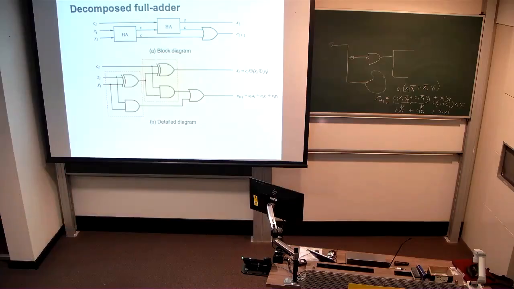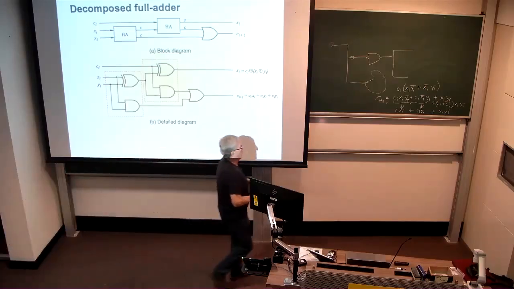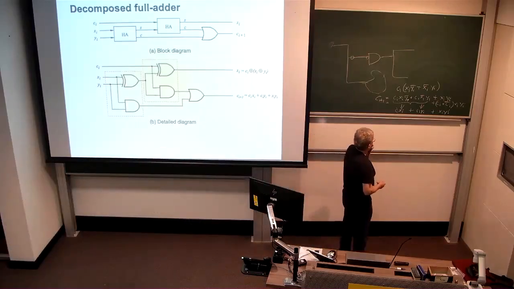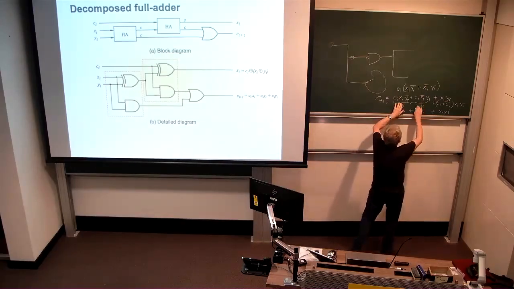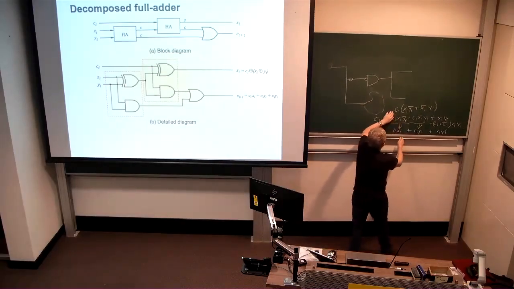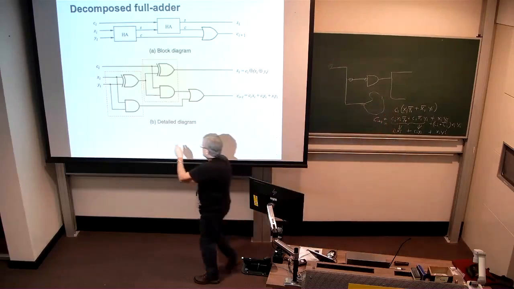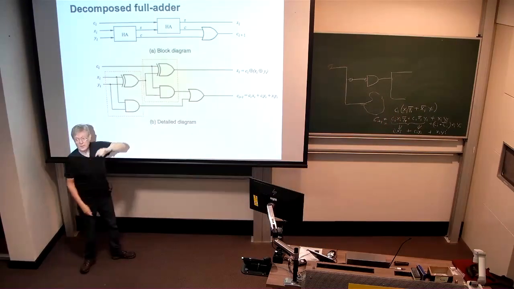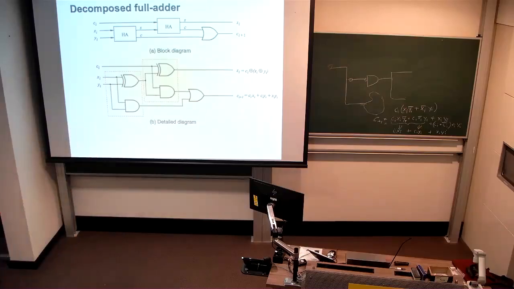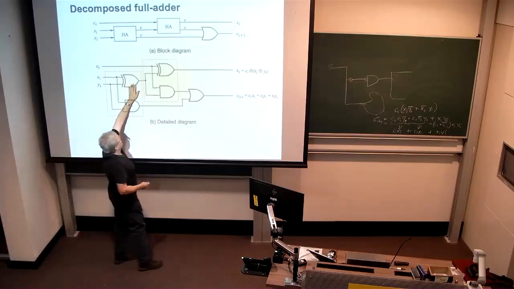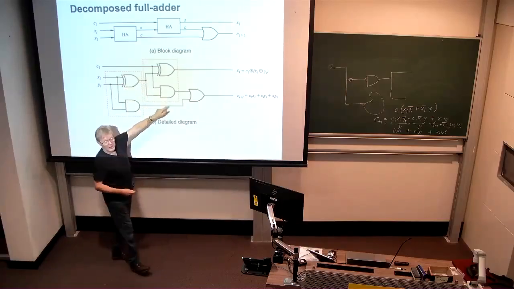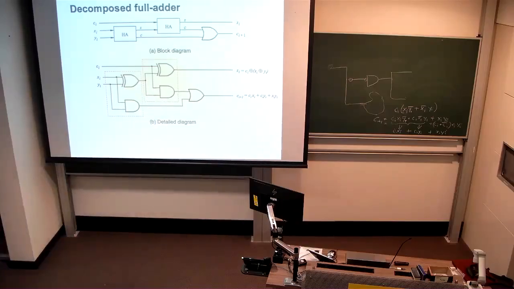Is that clear? Yeah. When do we get the first two terms? Ci Xi Yi bar, and Ci Xi bar Yi. These two? From here, because the output of this exclusive OR gate is Xi Yi bar or Xi bar Yi, and that gets ANDed here with Ci. Yep, got it?